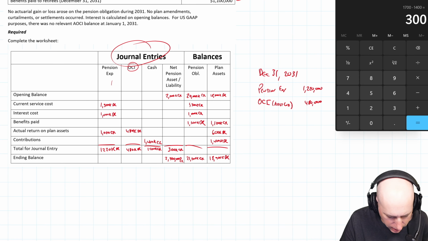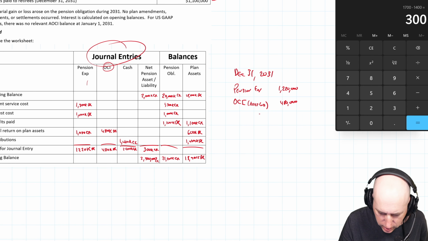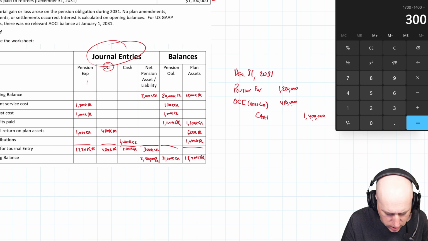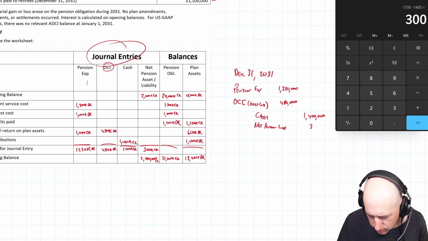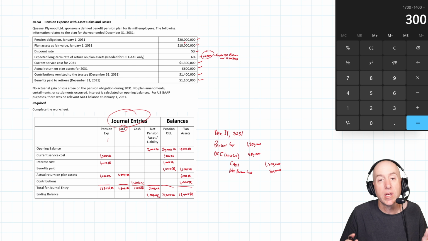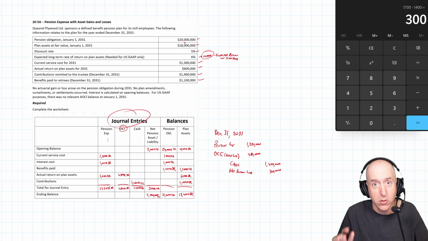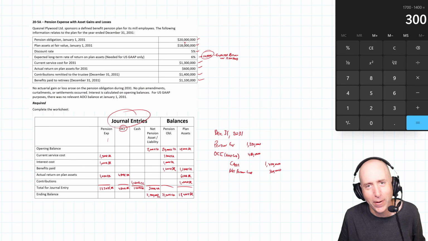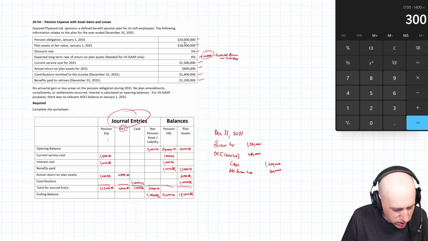480. We're going to credit cash, 1.4 mil. And we're going to credit a net pension liability, and the amount there is going to be 300 grand. Okay, at that point, we're done this from a US GAAP perspective. So US GAAP folks, you can hit the thumb, say goodbye. IFRSers, Canadian GAAPers, stay tuned.